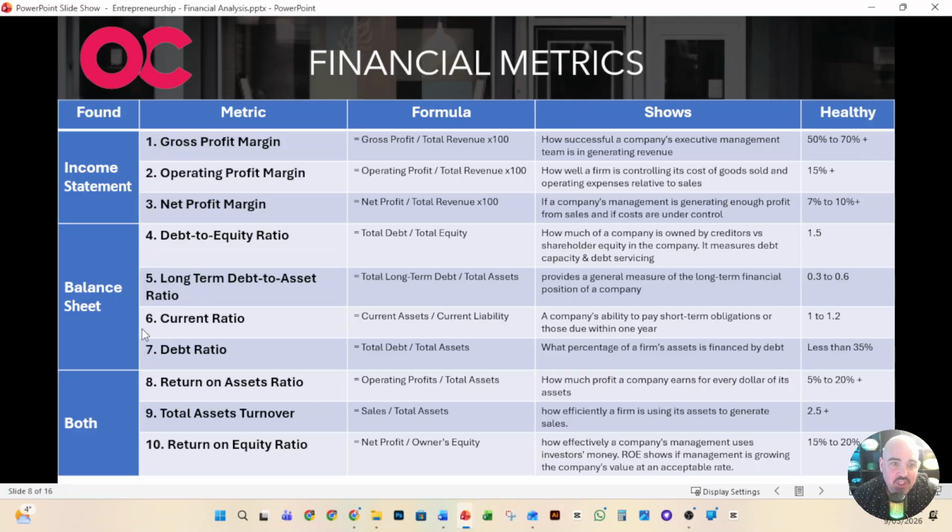From our balance sheet, we've got a couple of different ratios that we can look at. Debt to equity: what's our total debt divided by our total equity? This is going to tell us how much we owe to the bank and how much we owe to our investors.